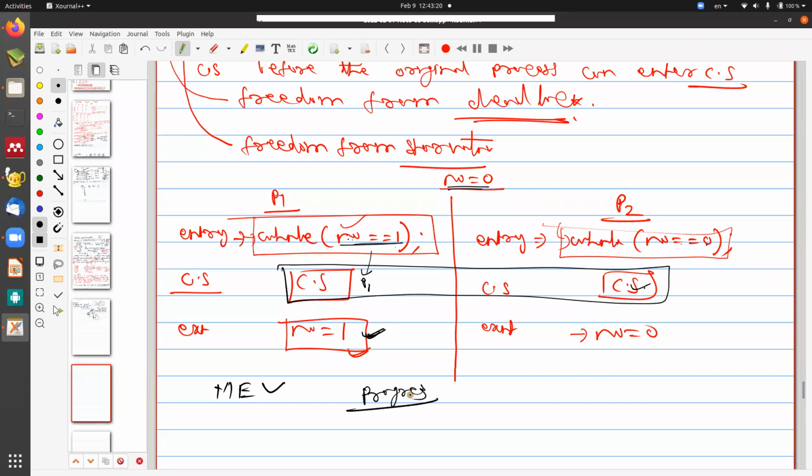What is progress? Suppose somebody wants to enter and another person is influencing so that you cannot enter. Something has been done such that I want to go in but I am not able to, not because of me, but because something has been set previously that I could not enter. Just look into it. In this code, who can easily enter? This fellow? P1. Let's see.